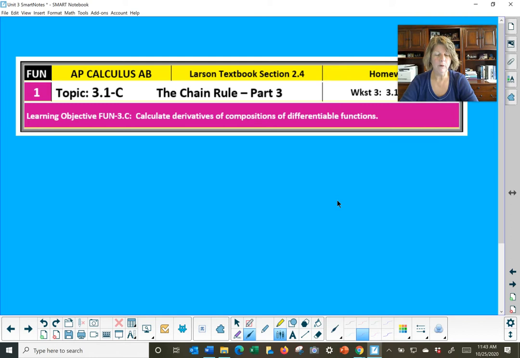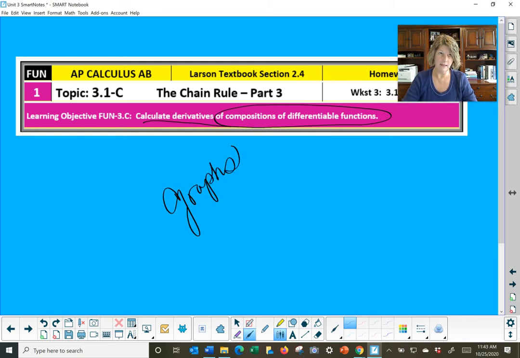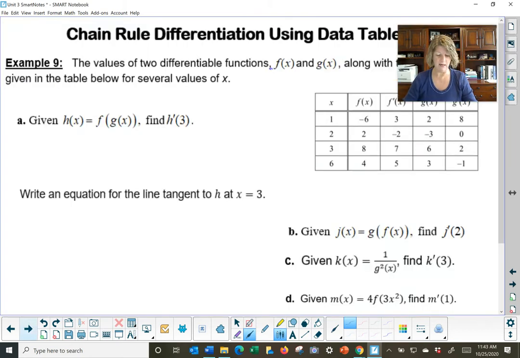There we are. Hey, we're working on 3.1 Part C today, the last section of the chain rule. However, the chain rule will never go away because that's going to be an integral piece of our entire calculus endeavor this year. So what are we doing today? We are going to calculate derivatives of composite functions, and it is going to focus on graphs and tables. We're going to see a lot of graphs and tables, and we're going to get our data from those. This is kind of one of my favorites.